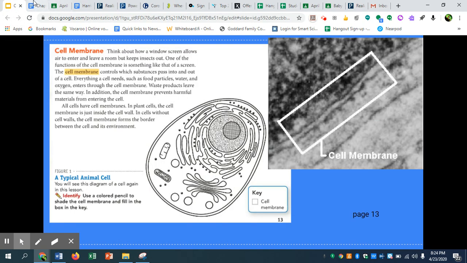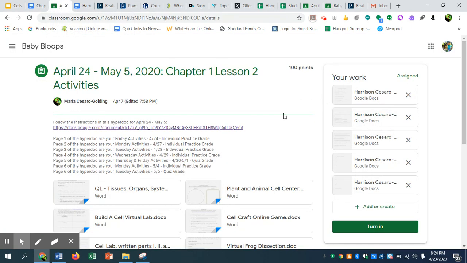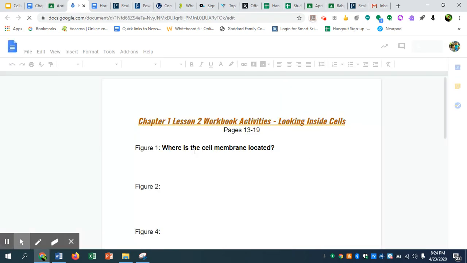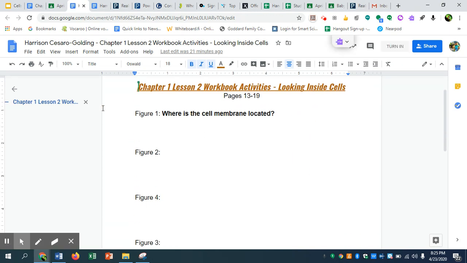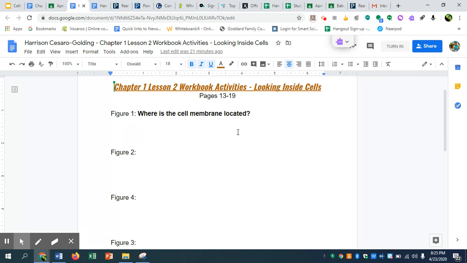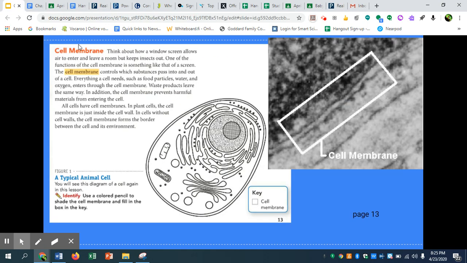Okay, so if you go to today, we're going to be doing this Google Doc. It is called Chapter 1, Lesson 2, Looking Inside Cells. So click on that doc and it comes up with this. If you had your workbook, you would have been coloring things in, but since we don't have it, we're just going to make some modifications to that. I have 2 of these up, so I'm going to close that one. I have the workbook pages on my Google Slides here.